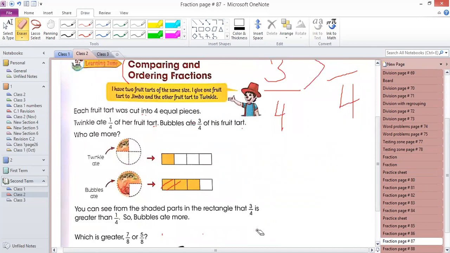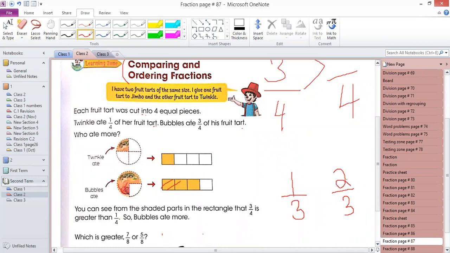So how to compare these fractions, guys? I am telling you the easy way how to find out which fraction is bigger, which fraction is smaller. For that, what you will do, first thing, check the denominator. If the denominators of 2 fractions are the same, then the bigger the numerator, the bigger the fraction.